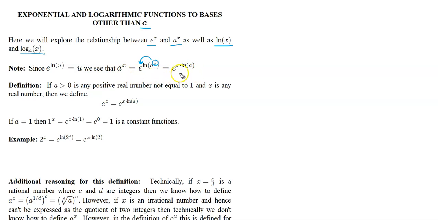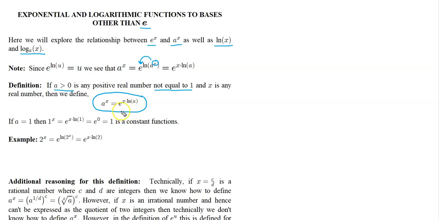So this gives us a way of defining a to the x in terms of the natural exponential function e to the x, which we've already defined. So here we have a definition then. If a is a positive real number not equal to 1, and x is any real number, then we can define a to the x to be e to the x times the natural log of a. So this gives us a definition for a to the x and a relationship between that function and the natural exponential function.